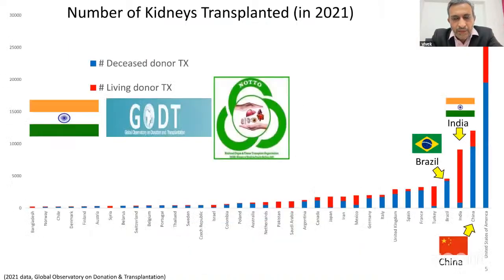India is number 3 in the world for absolute number of organ transplants. But this is mainly because of living donation. Next slide.